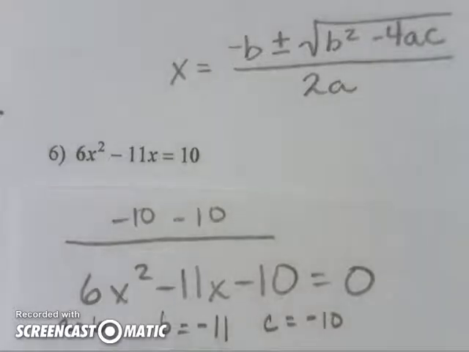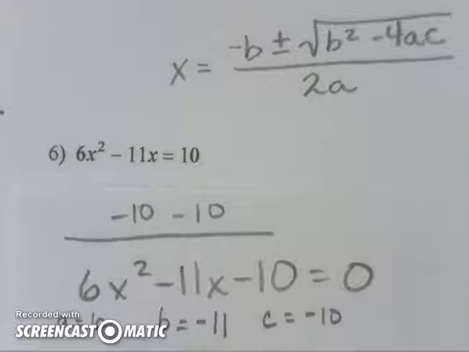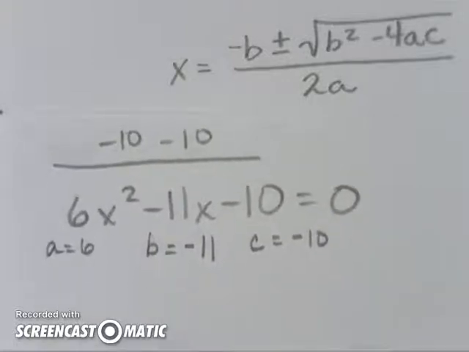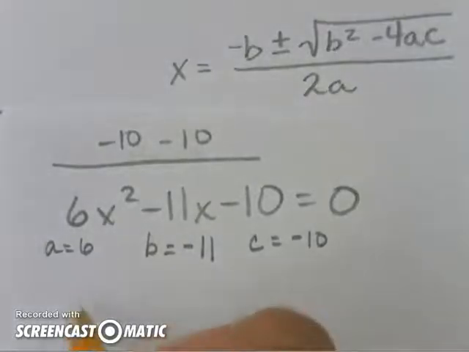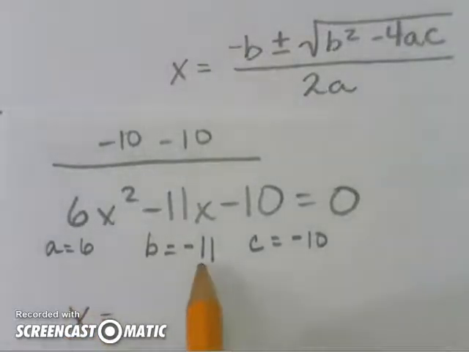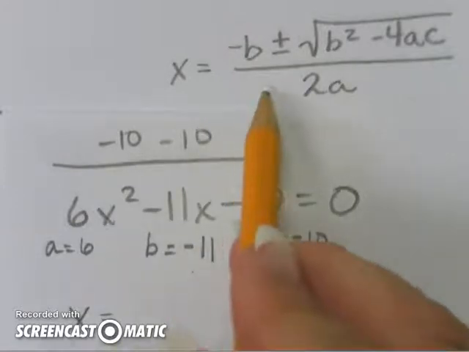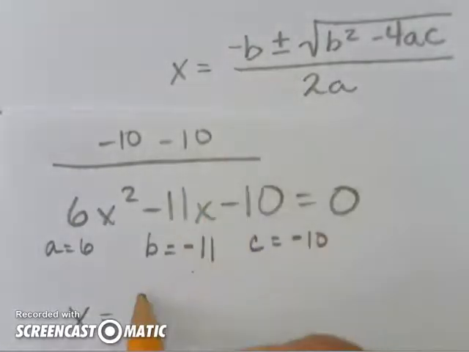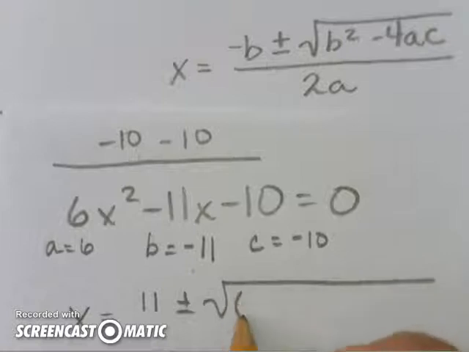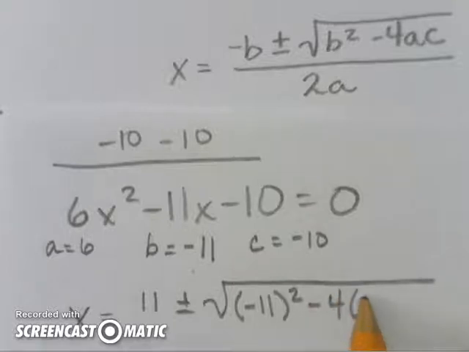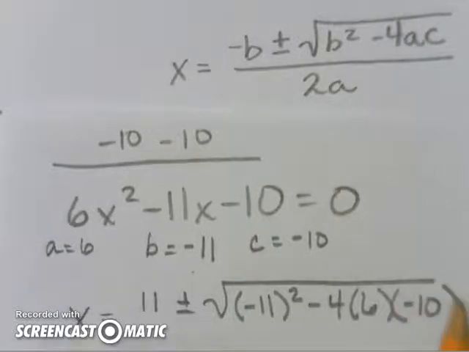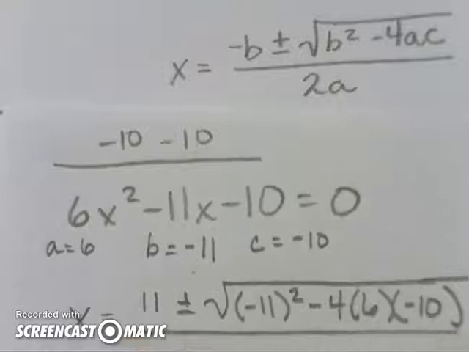Now, I need to keep going with my problem. I've got to plug these values into the quadratic formula. So I'm going to slide up just a little bit. So x equals the opposite of negative 11, because it says the opposite of b, so that's positive 11, plus or minus the square root of negative 11 squared minus 4 times my a value of 6 times my c value of negative 10, and all of that is divided by 2 times 6.